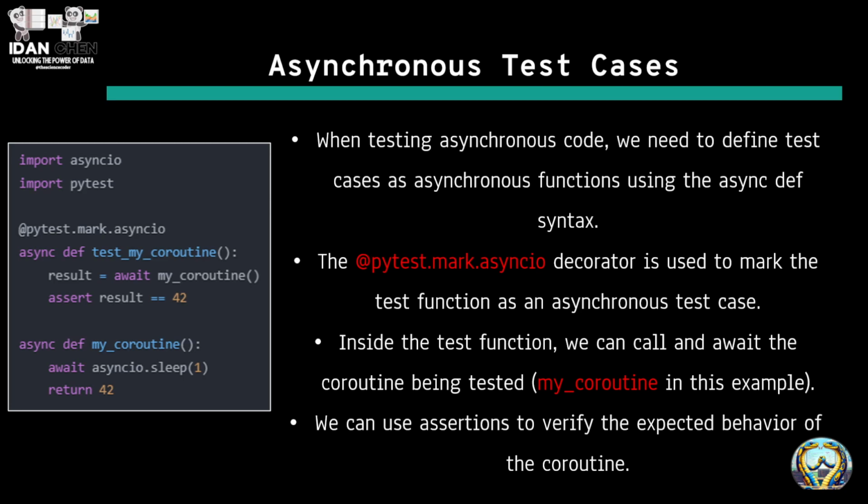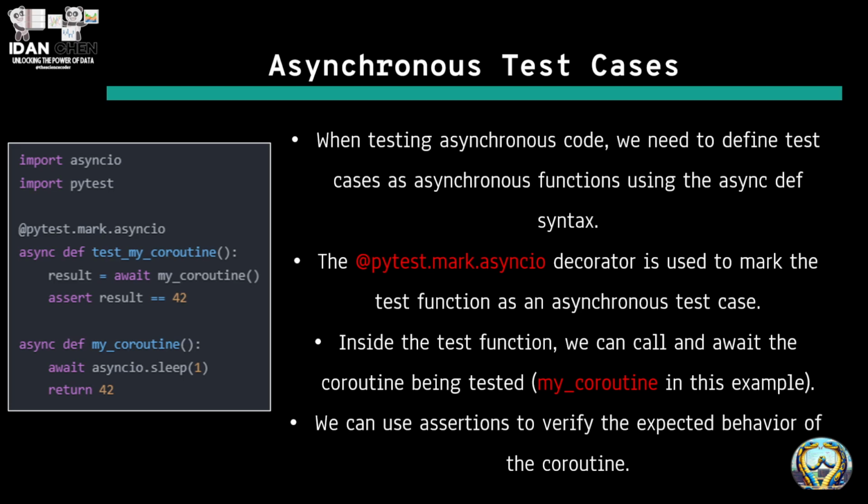The pytest.mark.asyncio decorator is used to mark the test function as an asynchronous test case. Inside the test function, we can call and await the coroutine being tested, the myCoroutine function. In this example, we can use the assertion to verify the expected behavior of the coroutine.